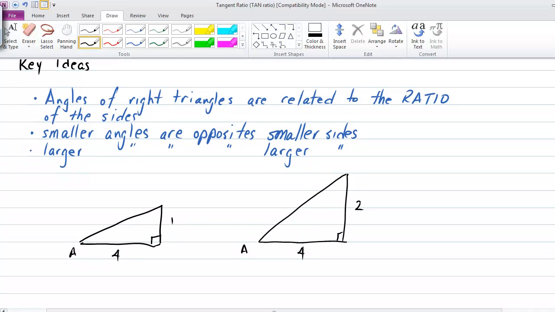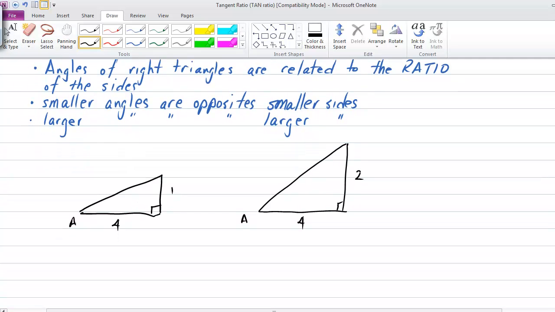So I've drawn two right triangles. And I've kept the horizontal side of the triangle the same, but what I have done is I've changed the vertical dimension. So on the triangle on the right, I've made the vertical side, the side opposite angle A, twice as big. And what we automatically notice is, well, angle A gets bigger. So if we made the side opposite angle A twice as big as the side in the left triangle, then automatically we see that the angle gets bigger.